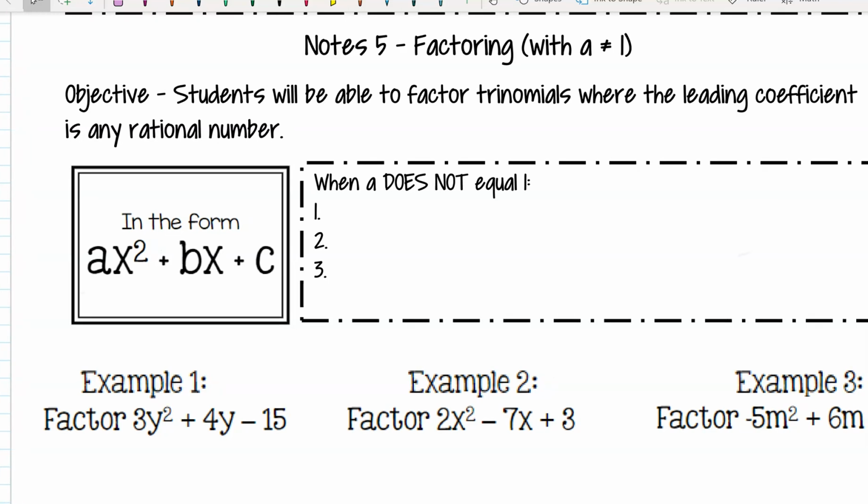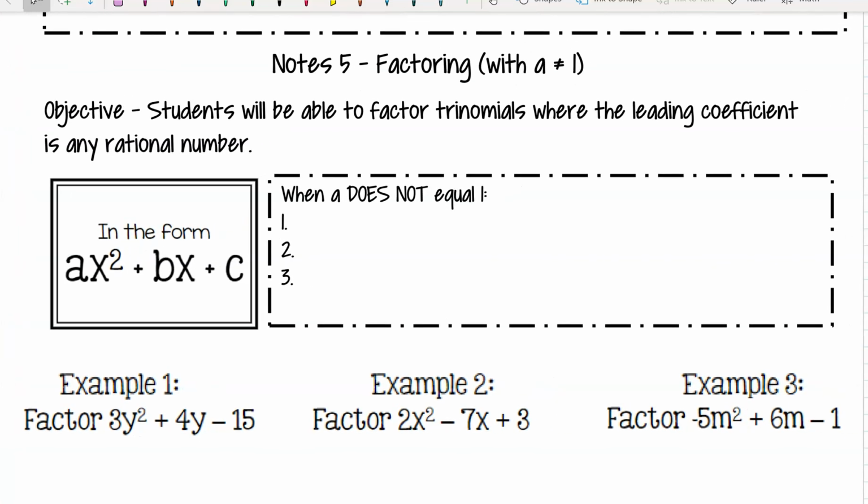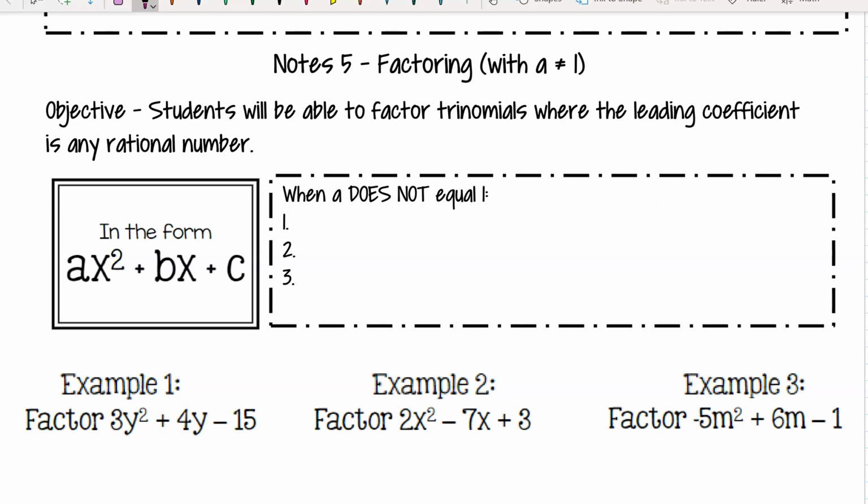Hey everyone. All right, so we're gonna do notes 5, factoring, where a is not equal to 1, so where a is any other number but 1. So we're gonna take our skills from factoring trinomials and GCFs and things like that, and we're going to factor out other trinomials. So here's some general steps that I would follow for this process.